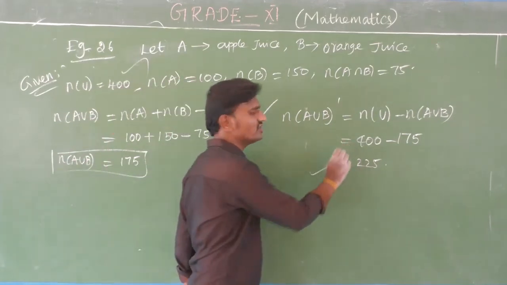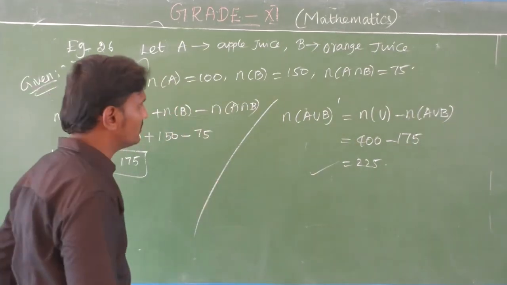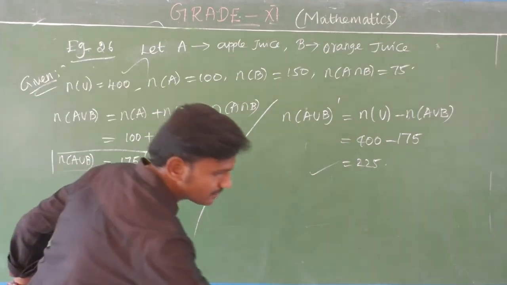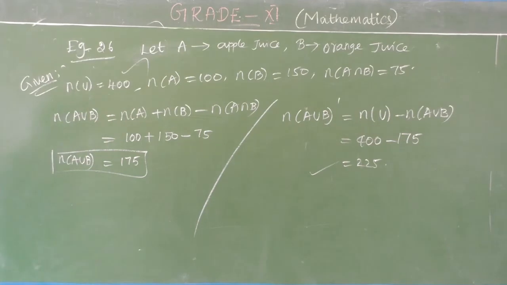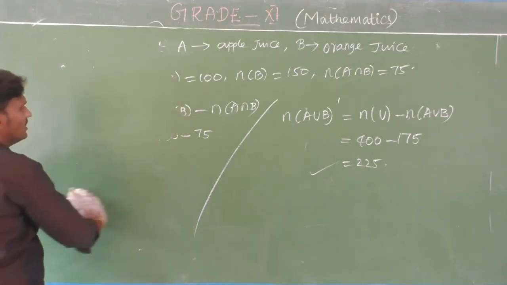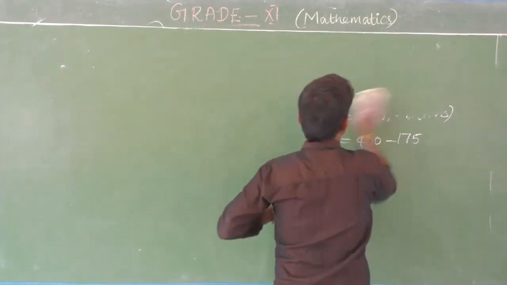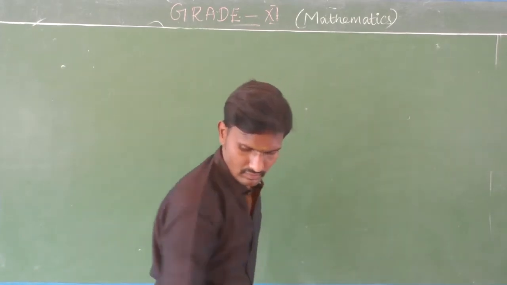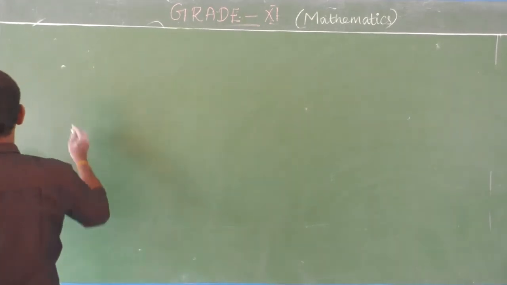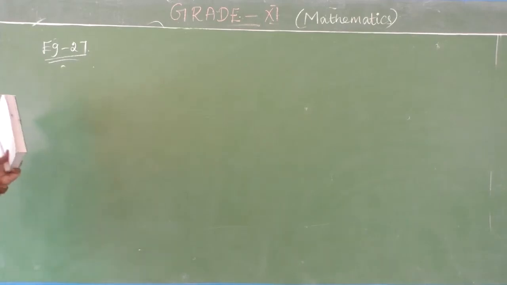Okay, have you got it, children? So this is easy only. Then the last question, just look at this one minute. Next, let us move to the next example. See, example 27 is somewhat big, so listen carefully. Okay, so this is your 4-mark question pattern.